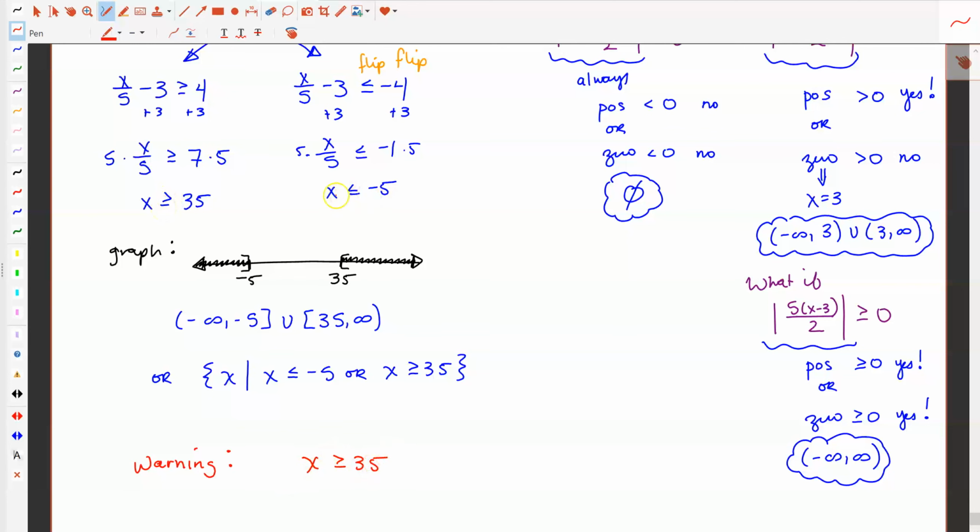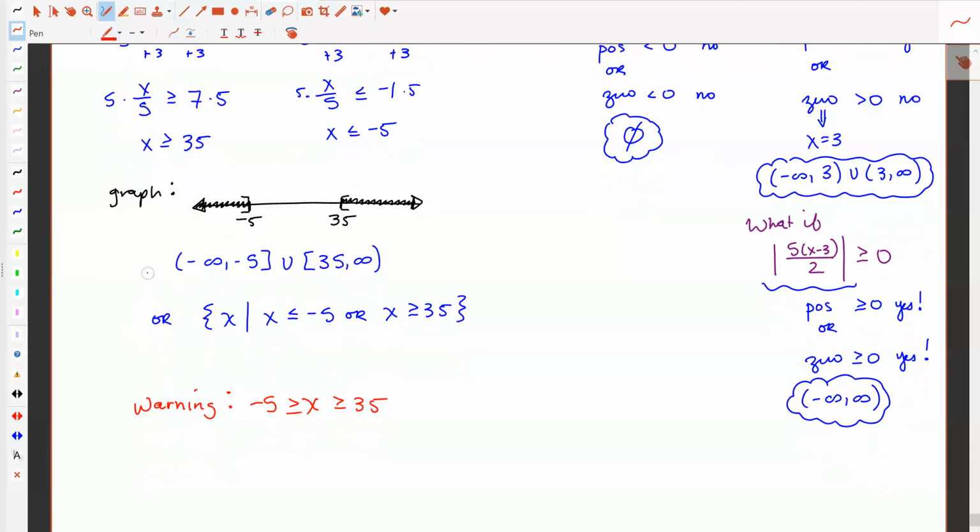And then they'll try to attach the other inequality to this, which is x is less than or equal to -5. Okay, so here's my x, so this one is the less than. Okay, so I'll have the pointy end pointing toward the x, right? And here's my -5. So writing it in one line, it looks like this. -5 is greater than or equal to x, which is greater than or equal to 35.